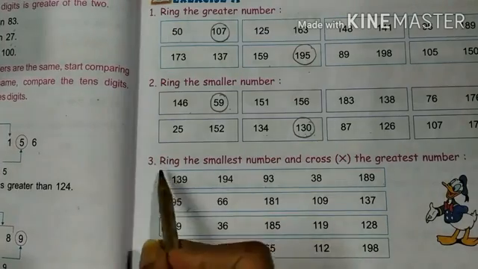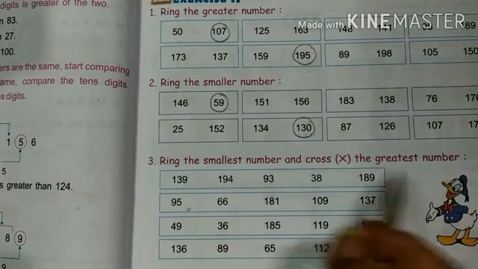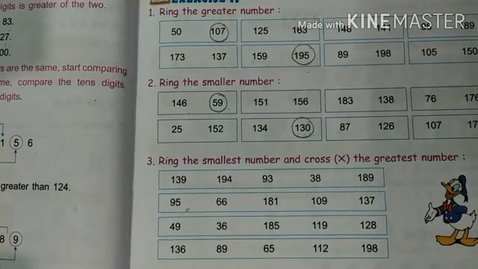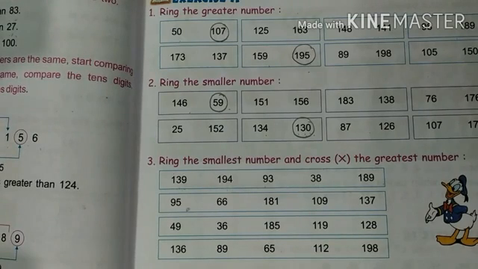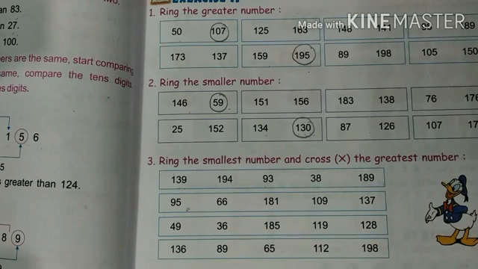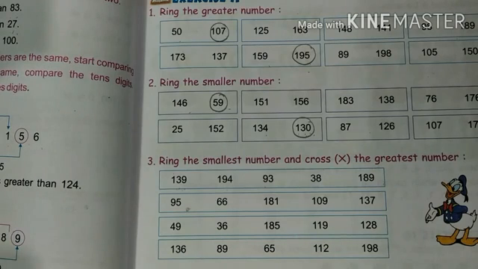Now number 3, ring the smallest number and cross the greatest number. You have to find out which one is the smallest number and which is the greatest number among all these 5 numbers. 93 and 38, you can see here, is the smallest number, then 139, 194 and 189. As you already know, a 2-digit number is always smaller than a 3-digit number.